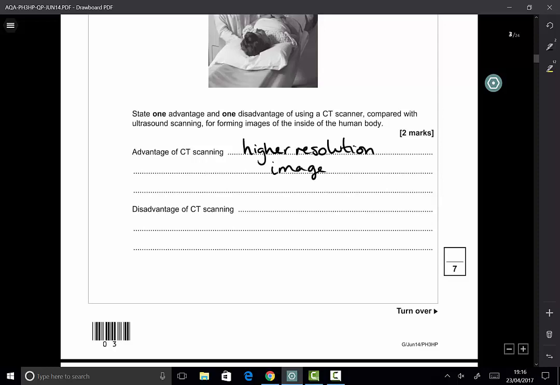The main disadvantage of CT scanning is it produces ionizing radiation. Which is a problem because that can cause mutations and lead to cancer.